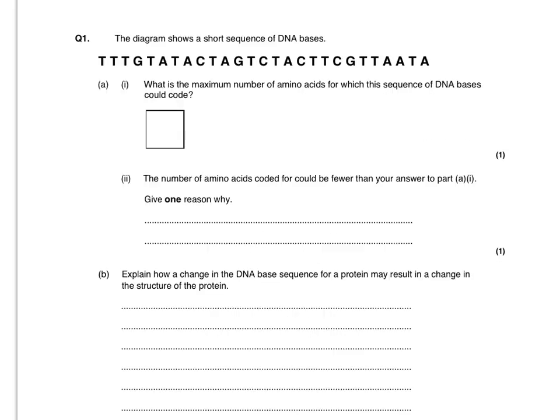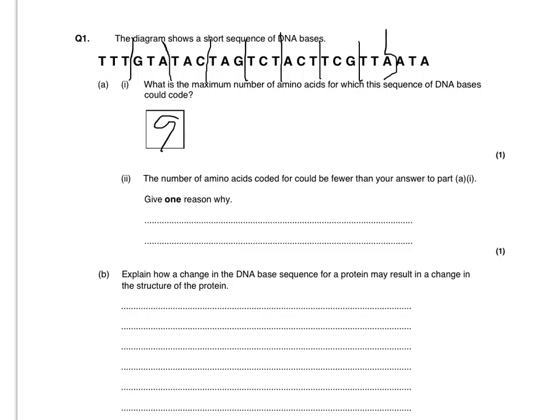Question 1. The diagram shows a short sequence of DNA bases. What is the maximum number of amino acids for which this sequence of DNA bases could code? Well, you need to know that they're done in triplet codes, so that's in 3 and they are non-overlapping. 1, 2, 3, 4, 5, 6, 7, 8, 9. So the answer is 9.